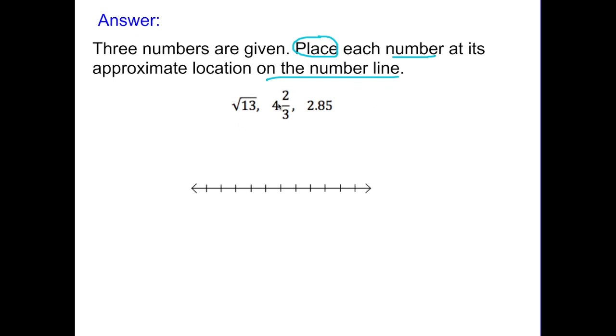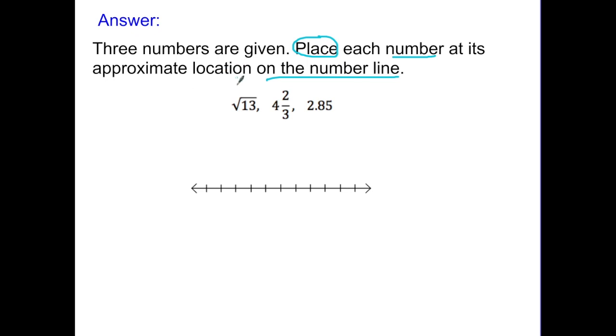Now we need to take a look at what numbers we are comparing. Since they are all in a different format, we must convert them to the same type of number. So we have a square root, a fraction, and a decimal. I'm going to convert each of them to decimals so that they're a little bit easier to compare.